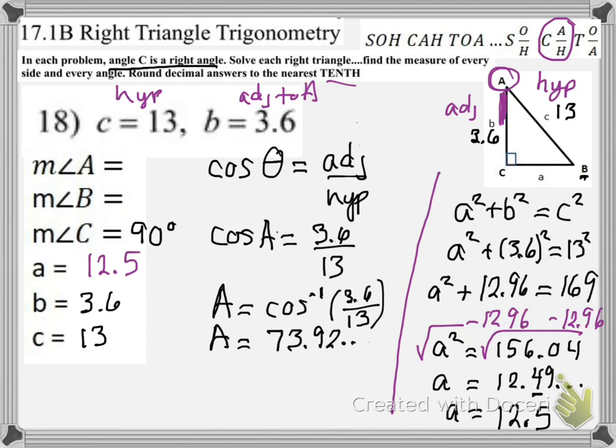Okay, my calculator tells me that the inverse cosine of 3.6 over 13 is 73.92. I'm looking for the nearest tenth, which means I want one place past the decimal. I want that 9. The number that follows it is 2. Anything that's smaller than 5 cannot push it up. Just 73.9. So I'm coming over here to A. I'm writing down 73.9 and make sure I put some degrees on that.